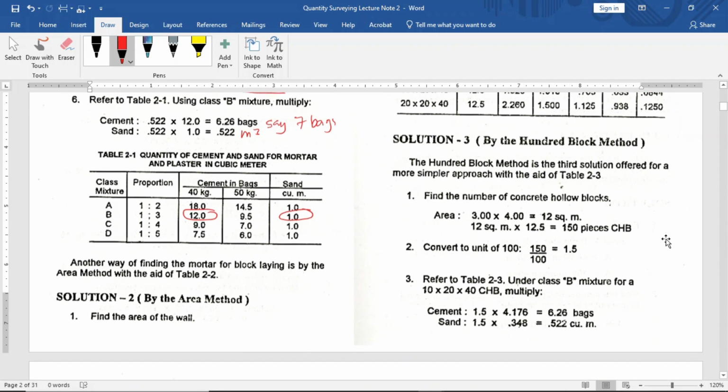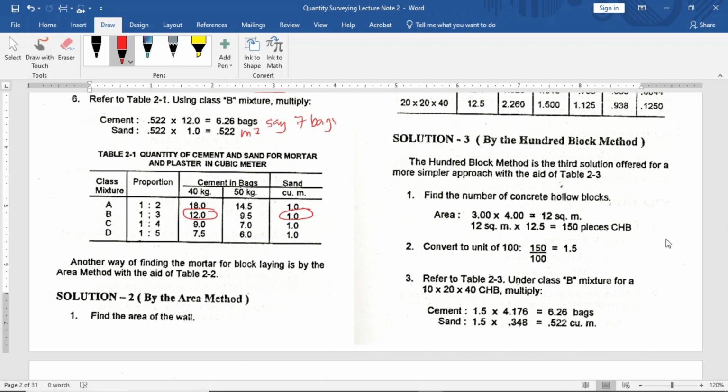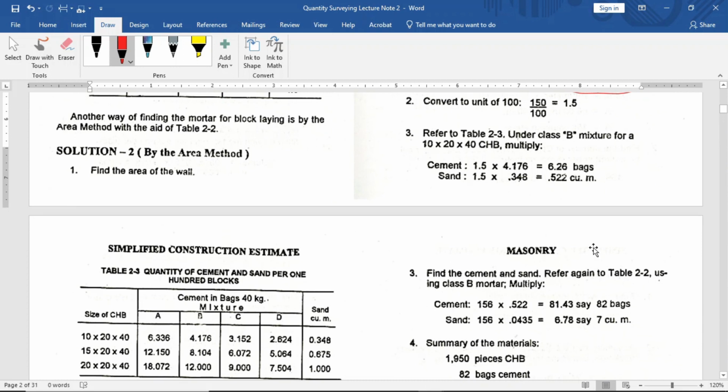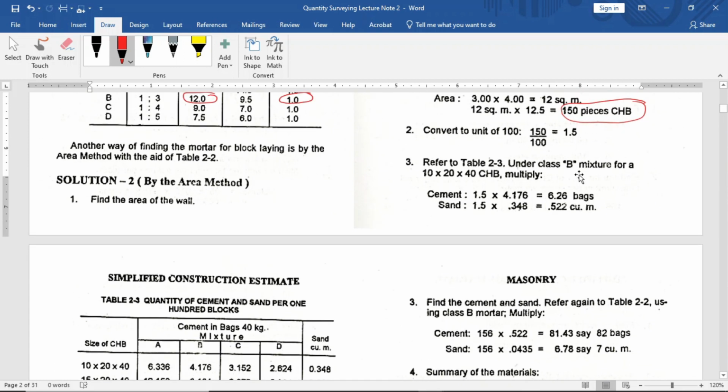So ito, first is find the number of concrete hollow blocks. So yung kanina, nasolve nga natin kanina na mayroong 150 pieces CHB. Then, convert to unit of 100. So, 100, kasi nga 100 block method. So, 150 divided by 100 is 1.5. So, refer to table 2-3. Ito. So, by the 100 block method, meron ulit tayong table. So, convert mo lang yung number of pieces CHB, 1.5.